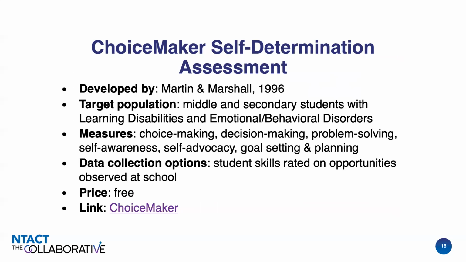The ChoiceMaker self-determination assessment can be used with middle and secondary students with mild to moderate disabilities. This assessment measures the following self-determination components: choice-making, decision-making, problem-solving, self-awareness, self-advocacy, and goal setting and planning. The data collection option available is a rating scale for teachers. The assessment is available through the Zaro Center and is free. The website is linked on the slide.